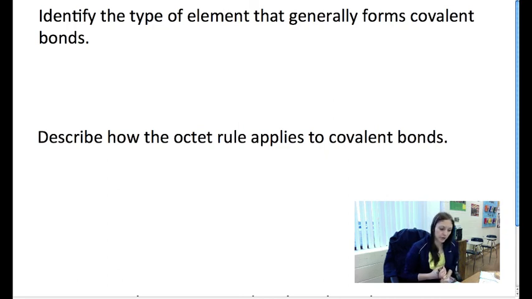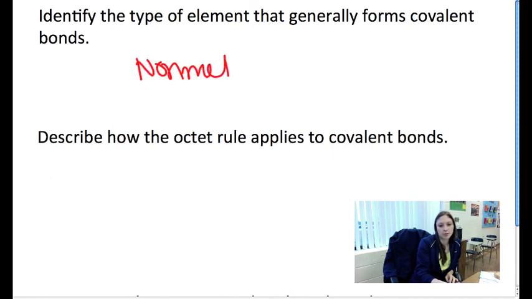All right, last few questions here. Identify the type of element that generally forms covalent bonds. So they're going to be non-metals. Describe how the octet rule applies to covalent bonds. Like we're doing those circles there. The octet rule, remember, means that I'm going to have 8 valence electrons around it, so it looks like a noble gas. When we draw those circles, the things have 8 around them, other than H or He, because they have 2.